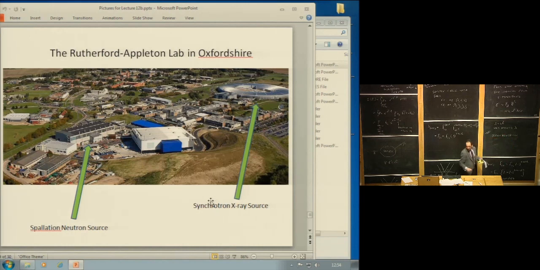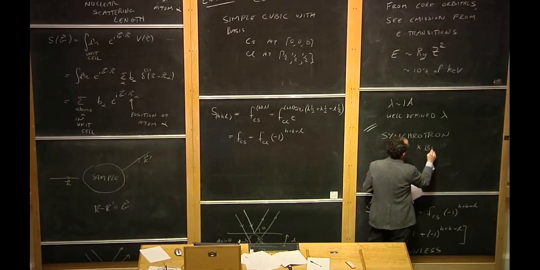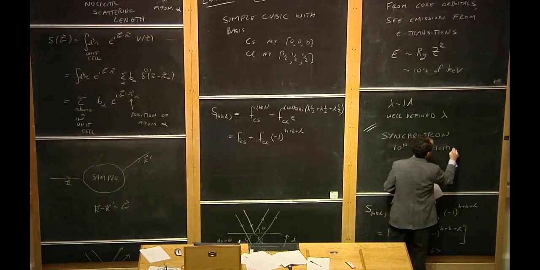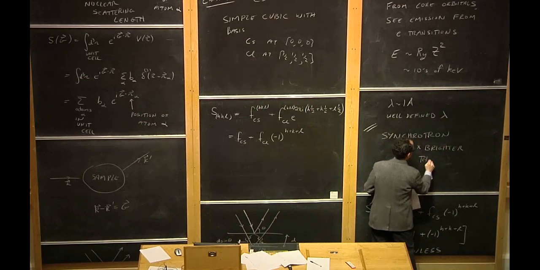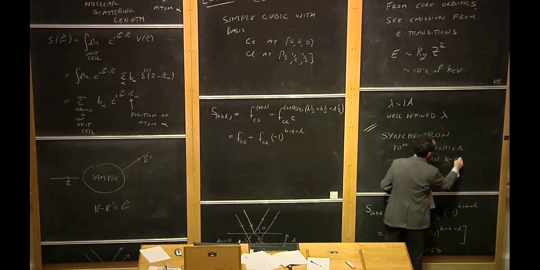And it's in this picture. It's one of these big buildings. This is just down the road. This is the X-ray synchrotron source at Diamond Lab, just up the road by about 10 minutes by car. These things are about 10 to the 10th times brighter. 10 to the 10? Yeah, 10 to the 10 times brighter. More photons than X-ray tubes.